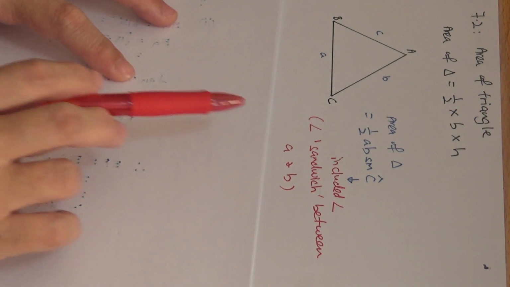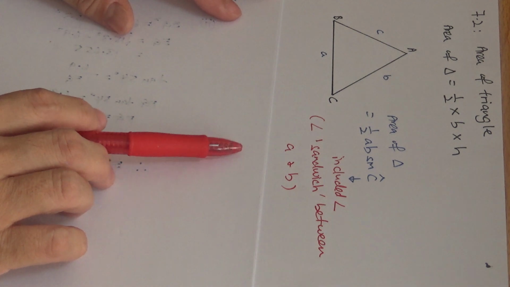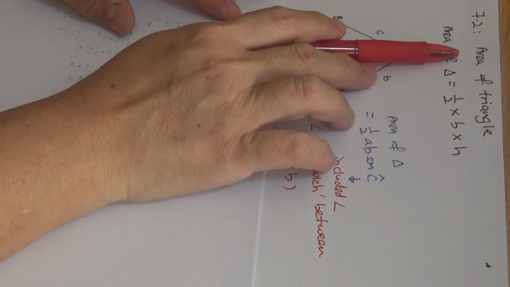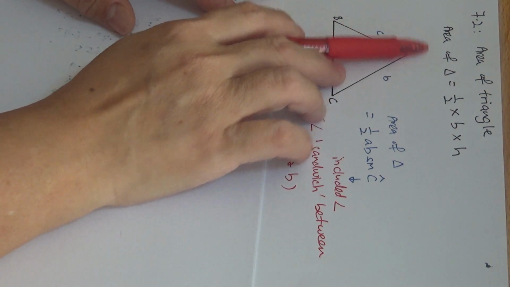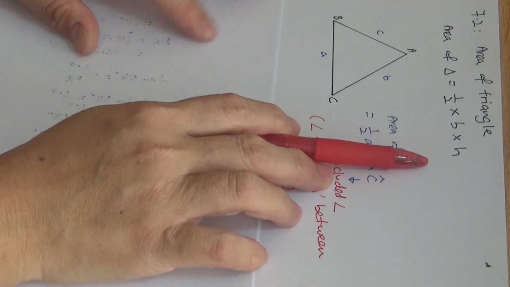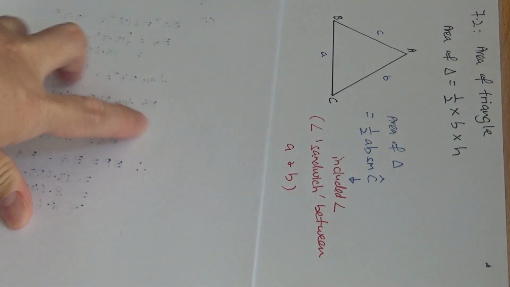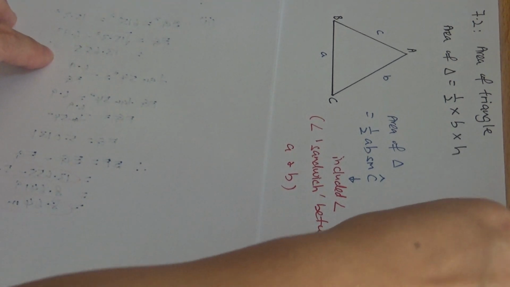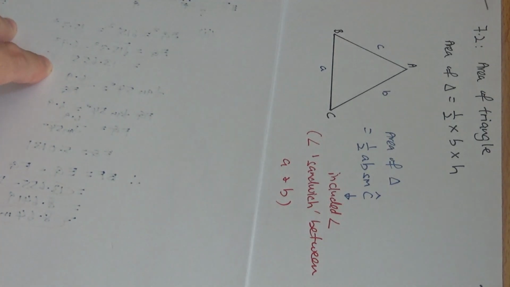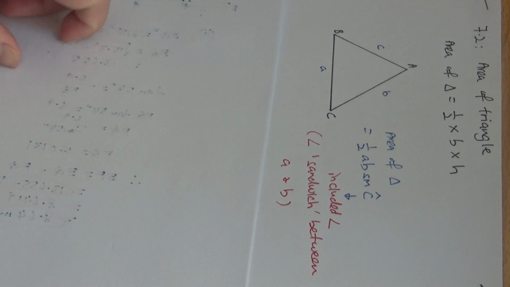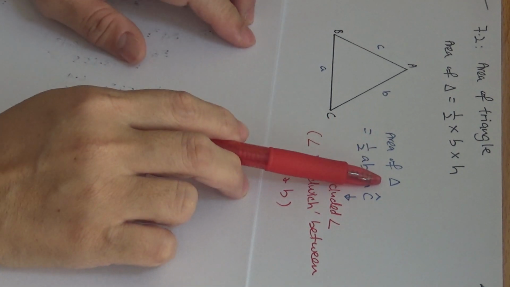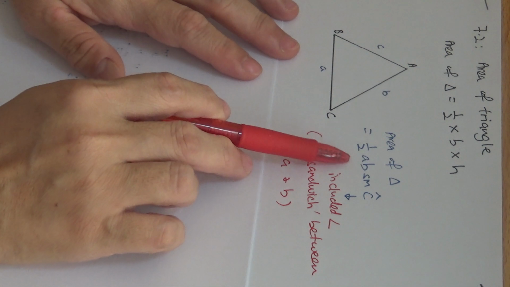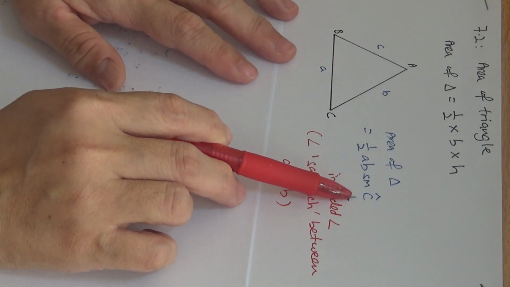Now, in primary school and in the lower secondary, we have already learned that area of triangle is half times base times height. Today we are going to introduce to you another way to write this area of triangle. Area of triangle is half ab sine C.